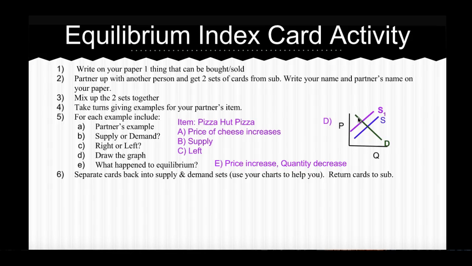So that would be what I would write for one example on my paper. And then it would be my partner's turn to give me an example for the item on my paper, and I would write down whatever they tell me. Again, you need to do 6 of these, 6 examples total.